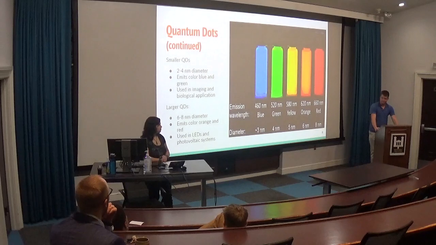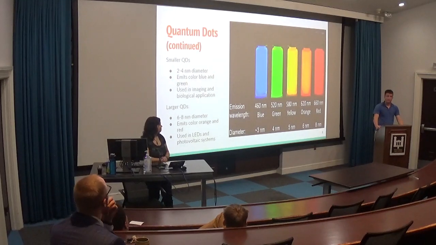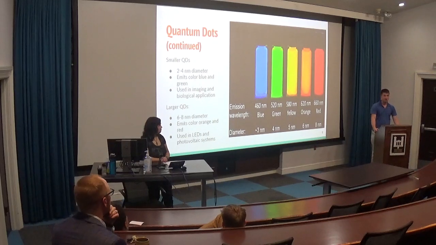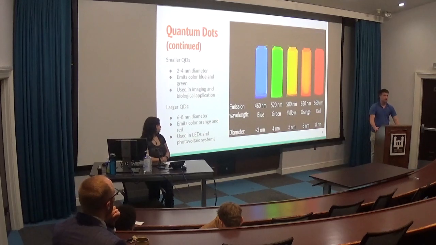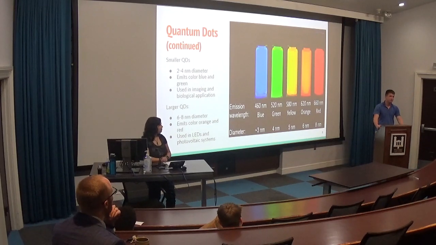Depending on the diameter size of the quantum dot you're looking at, the emitted wavelength will vary. Smaller quantum dots, typically between 2 and 4 nanometers, have more applications in biological and optical imaging, whereas larger dots between 6 and 8 nanometers are more used for electrical systems, such as LEDs or solar systems.